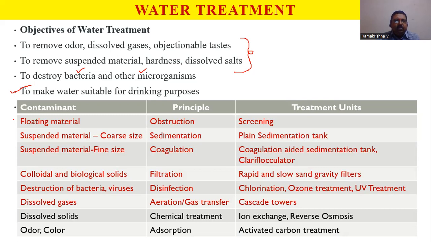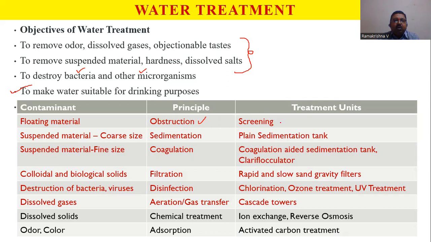All those things will be floating, and if you are not removing this, it will create a problem during what we call pumping of the water for the treatment. So it should be removed. How will it be removed? By obstructing it. If you put some obstruction, then ultimately what will happen? The large particles will be stopped there, and only water is allowed to pass through.